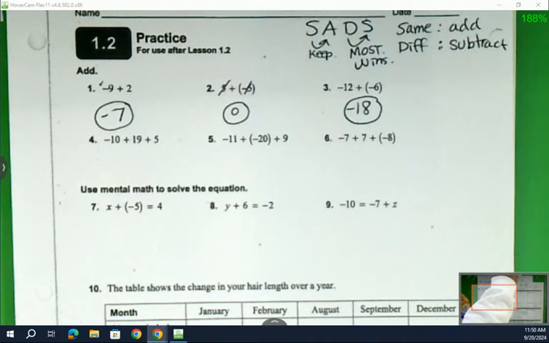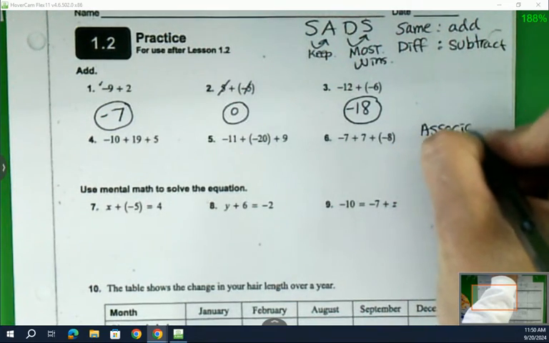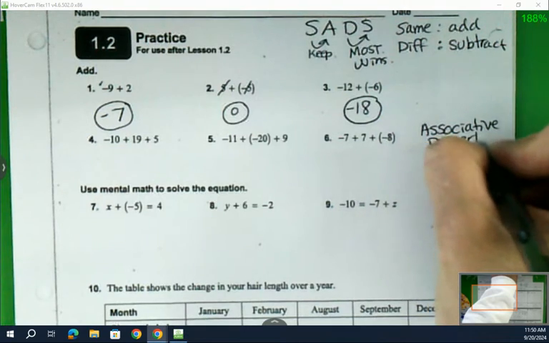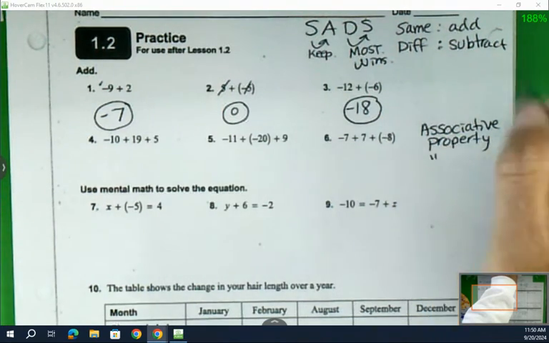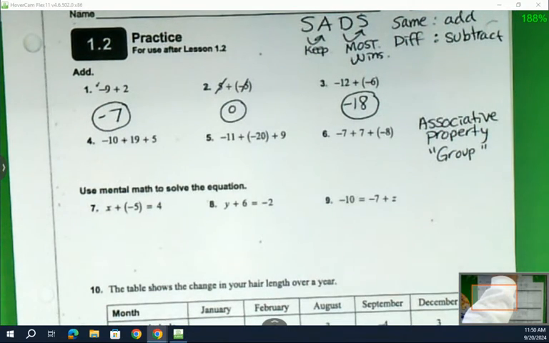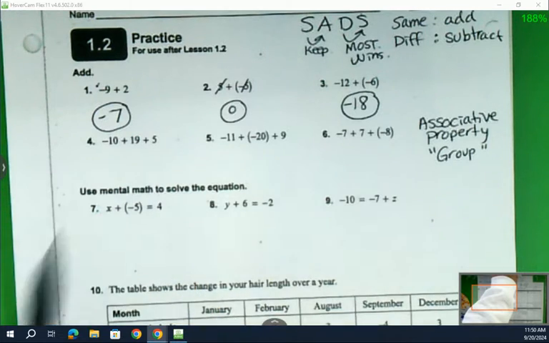In questions 4, 5, and 6, we have 3 numbers that we're combining. Remember that we can use the associative property of equality, or associative property. What that tells us is that because we have addition, we can group numbers in any order. So I don't have to necessarily go left to right. If I see something else that's more convenient for me, I can combine and add in any way I want to.